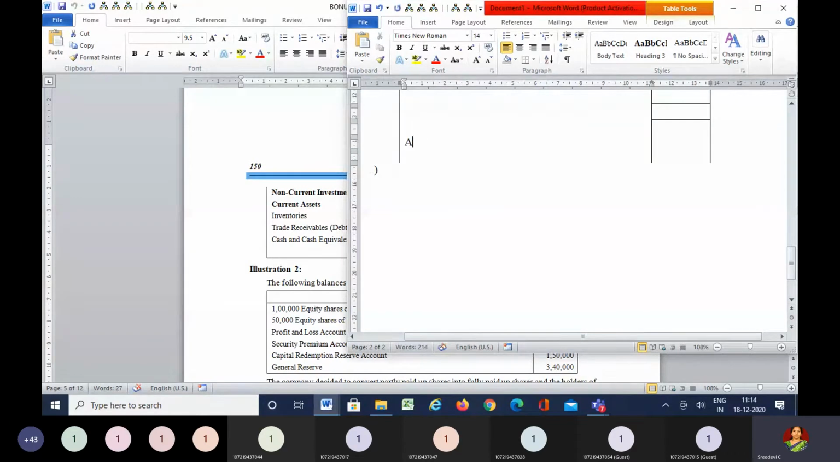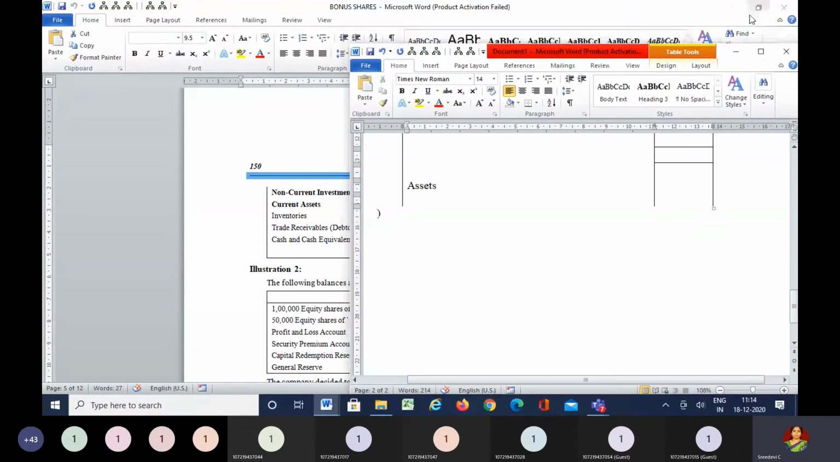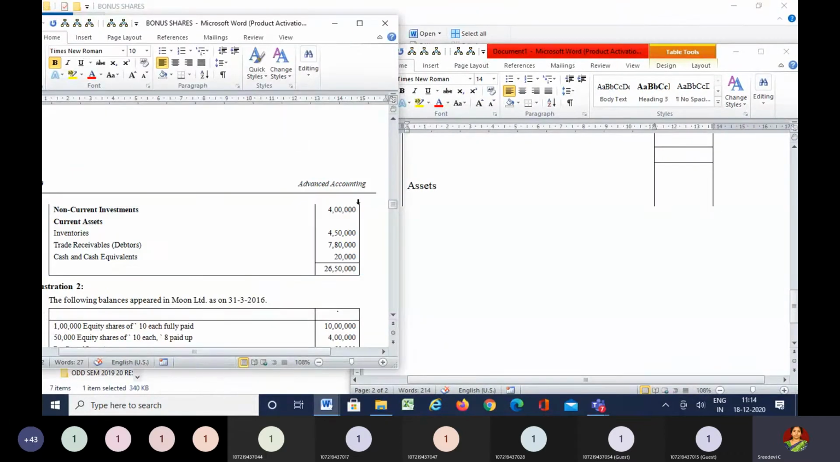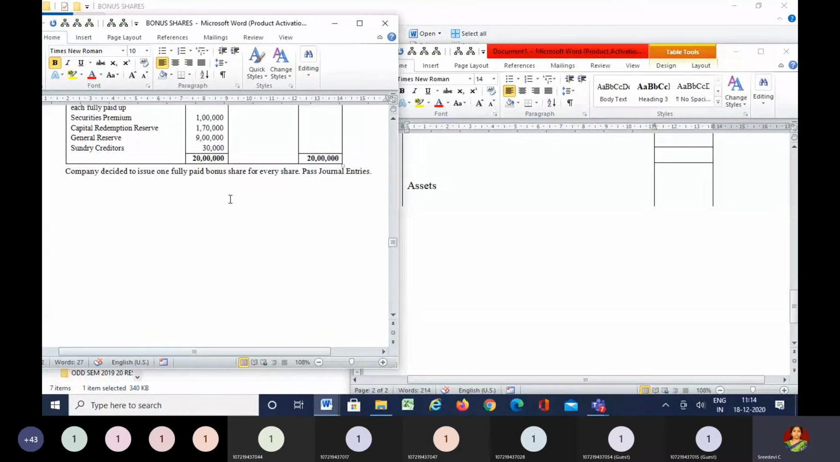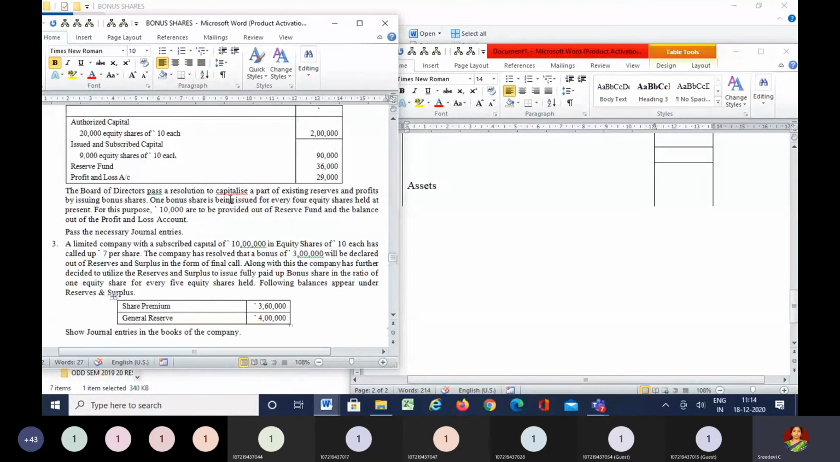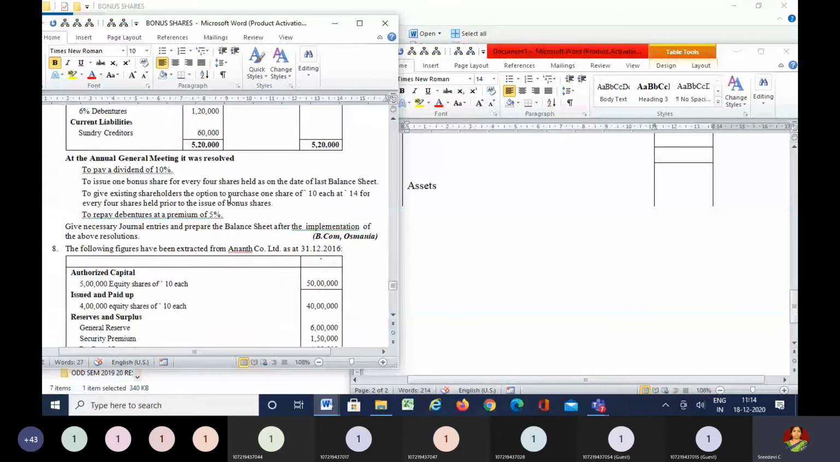It's not allowing me to paste. Fine. So assets under this. Okay, what I'll do is I'm not going to write down each and everything in detail. I'll just give only the totals here.